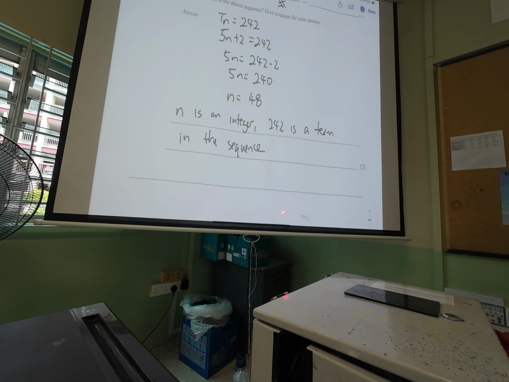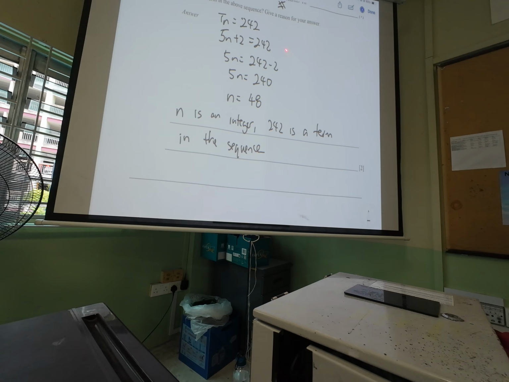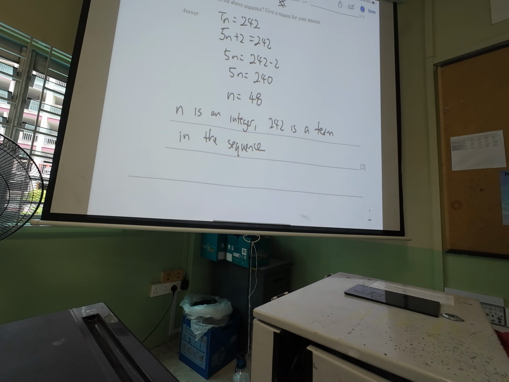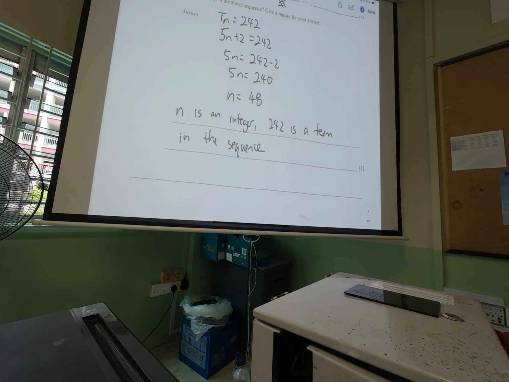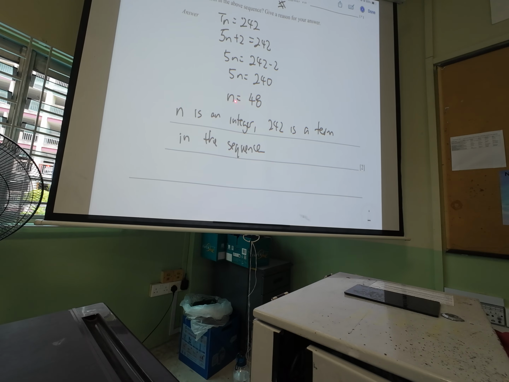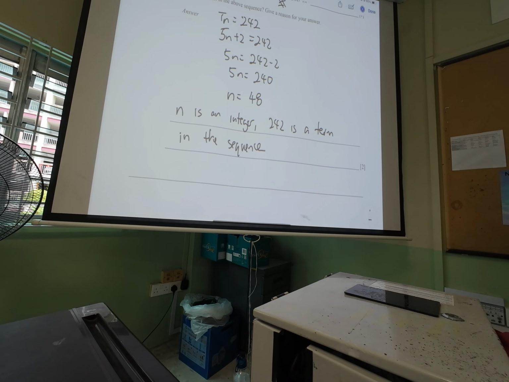But the actual correct working that you can do for all kind of number sequence question is like that. You make the term n equals to this, then go and solve for the n. Which term is it?